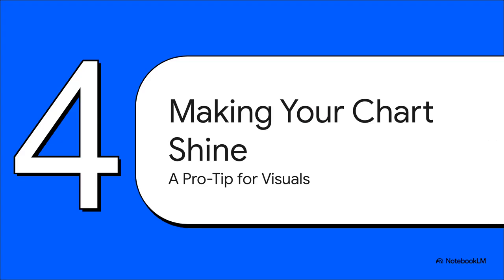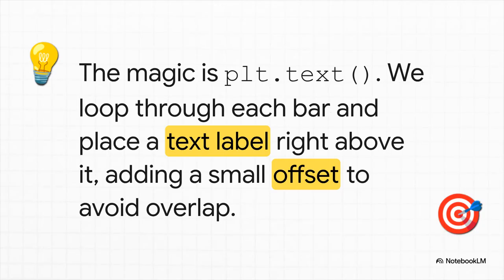All right, you've got the basics down solid. Now, let me show you a little pro tip that's going to make your charts look super clean, professional, and just instantly understandable for anyone who looks at them. The magic here is a little function called plt.text. We're just looping through each of our players, and for each bar, we're placing a text label right on top of it. We're just telling it, for each bar, go to this specific spot and print this specific number.